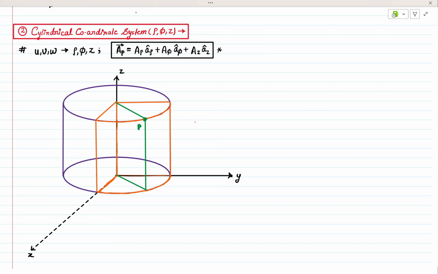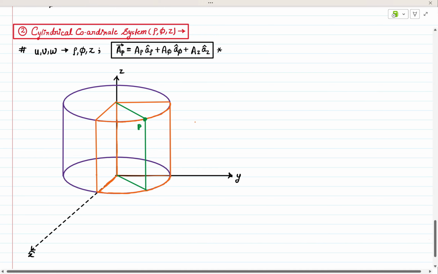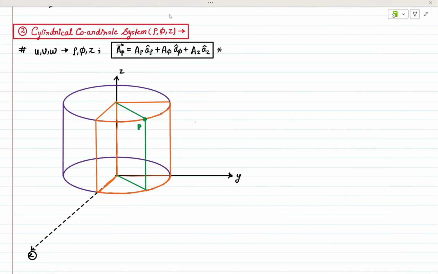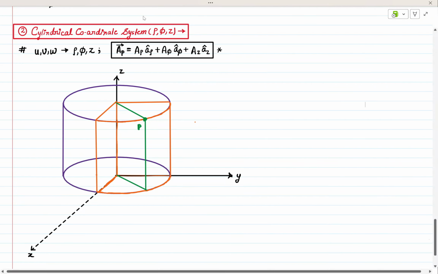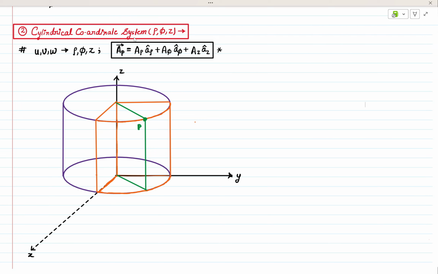See, first of all, look at this x, y and z. This is a three-dimensional vector space, and inside it, as I am considering the cylindrical coordinate system, I have considered a cylinder. In that cylinder I am considering a small portion, the part shown here in orange color.